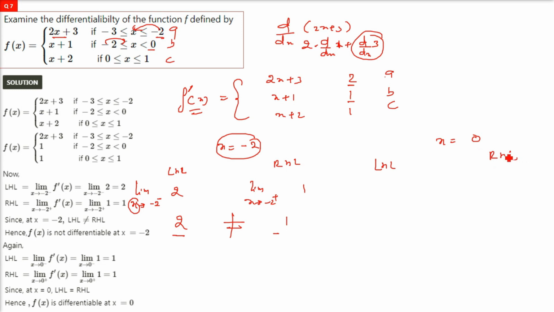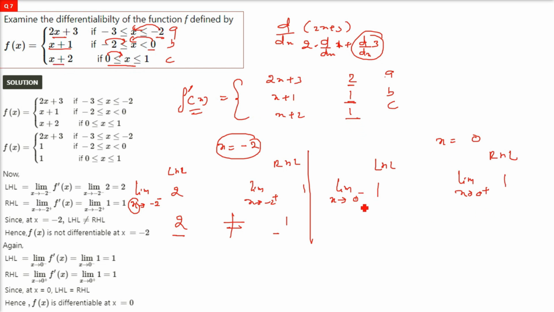So x equals 0, again same thing we are going to write, limit x tends to 0 minus, that is on the left of 0, and limit x tends to 0 plus, that is on the right of 0. So for 0 minus, we have to use this x plus 1 function, but the derivative is 1, we already found out. And when we go ahead of 0, it's going to be x plus 2, but the derivative of x plus 2 is 1, which I told you just now.